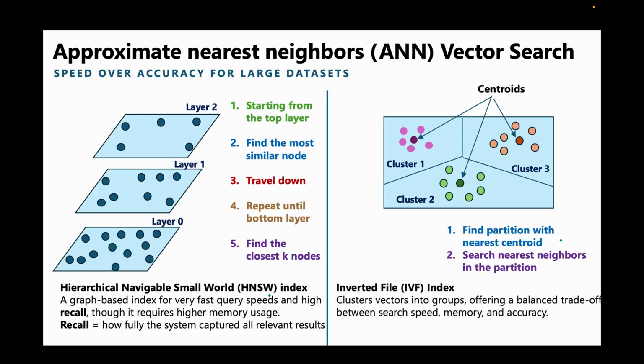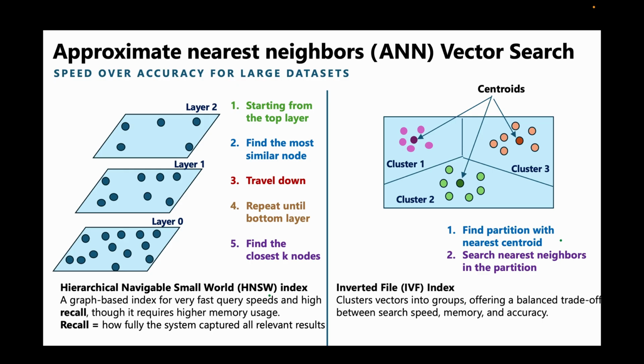There are two popular approximate nearest neighbor algorithms: hierarchical navigable small world, which is abbreviated as HNSW, and inverted file index, which is abbreviated as IVF. HNSW organizes vectors into a multi-layer graph structure with different densities of vectors at each layer. You can compare this to a navigation system with highways, main roads, and local streets.